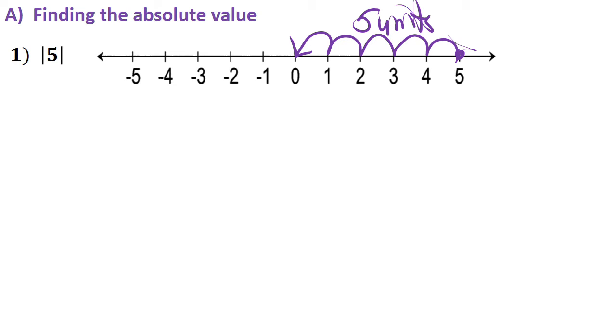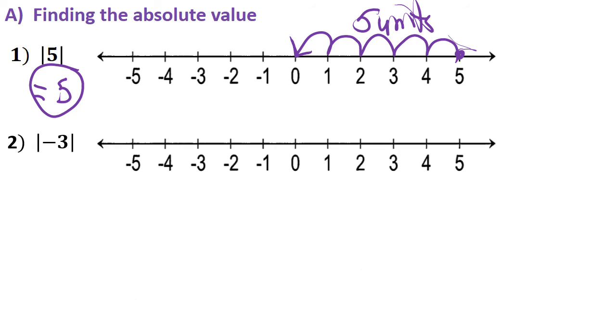5 units to get over to 0, so the absolute value of 5 is equal to 5. Pretty easy stuff. How about the absolute value of -3? Well, I put my dot at -3, and now I just count 1, 2, 3. It is 3 units away from -3 to 0. So the absolute value of -3 is 3.